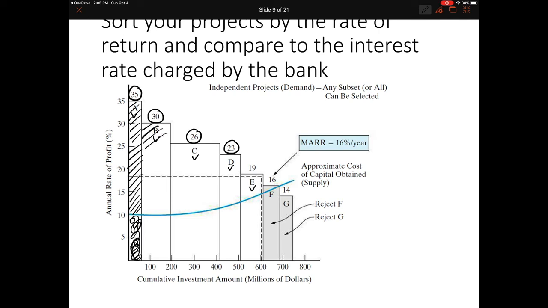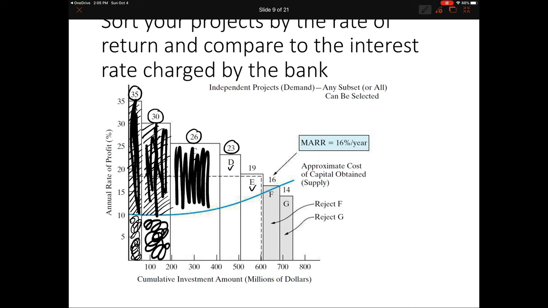So project B, yes, because the profit is more than how much you want to pay. And this is how much more. Okay, and C is the same. This is how much more. It is over how much you pay back to the bank, and the same for D and E.